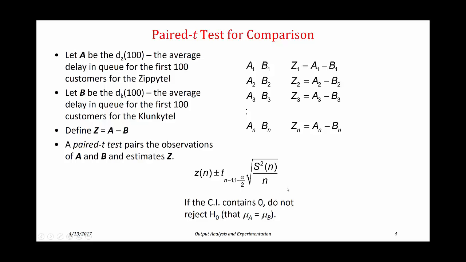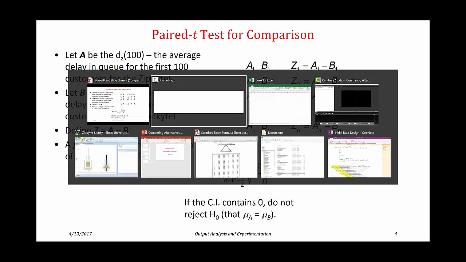The null hypothesis for our hypothesis test is that the two means are equal, so we're collecting evidence to say that they're different. And the evaluation is, if the confidence interval contains 0, do not reject H0. In other words, when we compute the confidence interval, if it contains 0, then we don't have enough evidence to declare that the means are not equal. So let's see how we can do this with our Simio model.